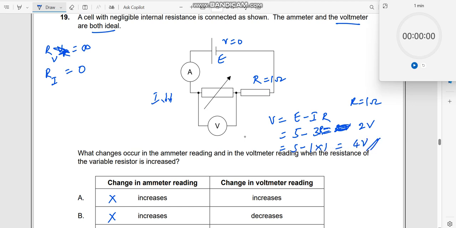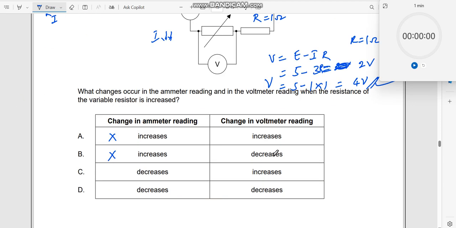Sometimes when you are not able to get anything from a circuit and no parameters are given, you can substitute values like this and proceed further. So what has happened here? The voltmeter's reading has increased, right? Therefore, the ammeter reading decreases and the voltmeter reading increases. So option C is the right answer. Okay, fine. Let us move on to the next question.